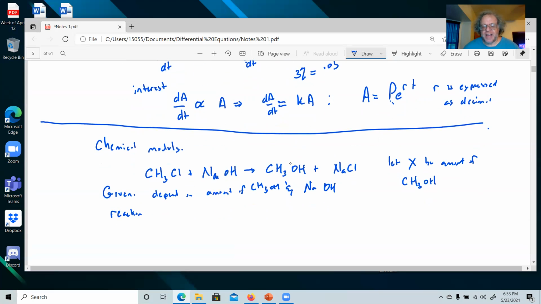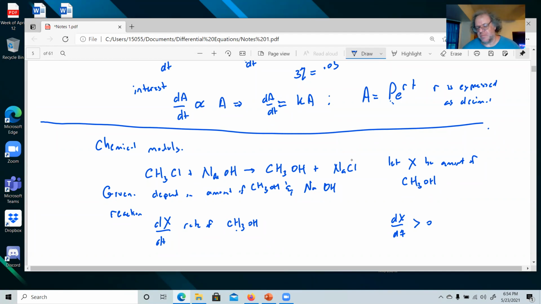Then the amount that's happening, dx/dt, right? This is the rate of CH3OH, that by time, so that's the amount that's increasing here. We're going to say we have the reaction. So dx/dt is greater than 0.